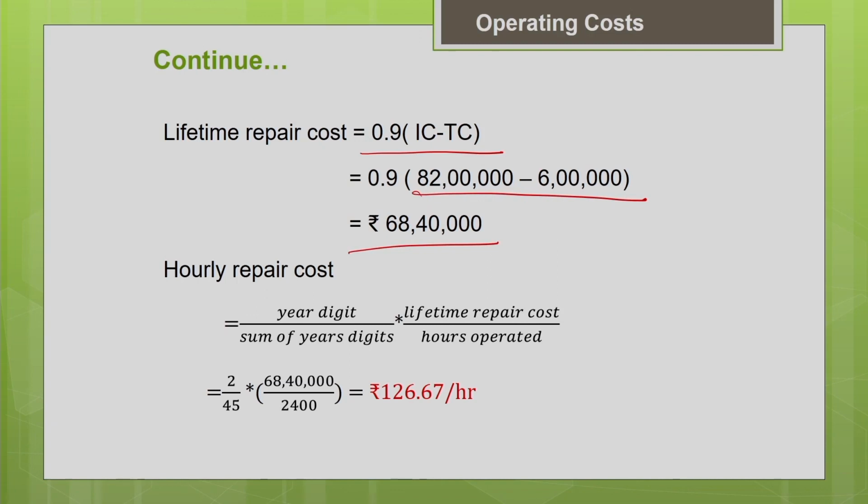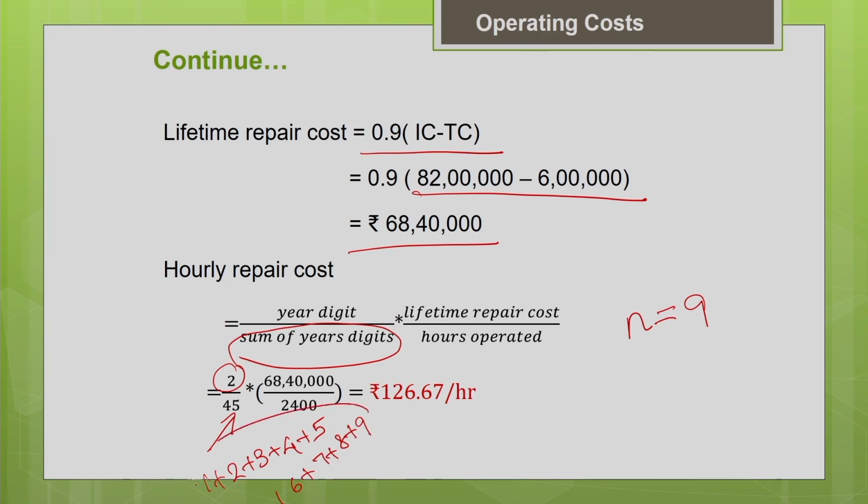Now, I can calculate the hourly repair cost. They have asked you to find it for the second year of the equipment operation. So, the year digit, the numerator, you have to put as 2. Then in the denominator, the sum of the years digit. What is the total life of the machine? N equal to 9. So, how did you get this 45? 1 plus 2 plus 3 plus 4 plus 5 plus 6 plus 7 plus 8 plus 9. The sum of the digits in the life of the machine will give you 45.